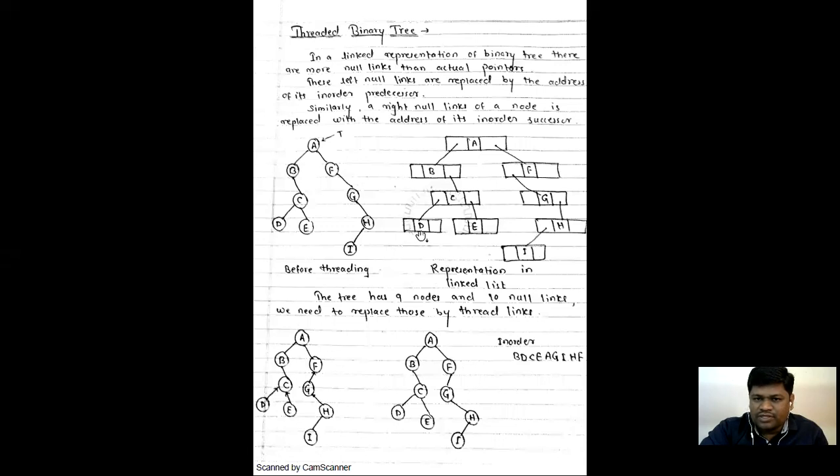D चा predecessor कोण आहे? शुभम. B. Roll number 33. B, sir. So whose address we will store here? B चा ऍड्रेस स्टोर करणार आणि हे कसं रिप्रेझेंट करणार? डॉटेड लाईनने रिप्रेझेंट करणार. आणि हे D चा D कुठला रिप्रेझेंट करतोय? C चा. So we'll represent by using the dotted lines and we'll give the arrow to C, right? Now, but how to distinguish this thread link and normal pointer link?